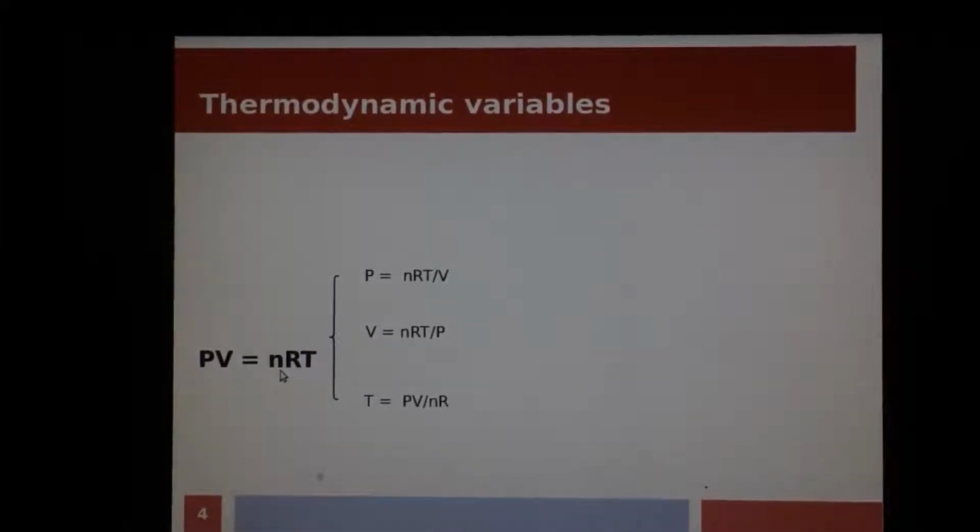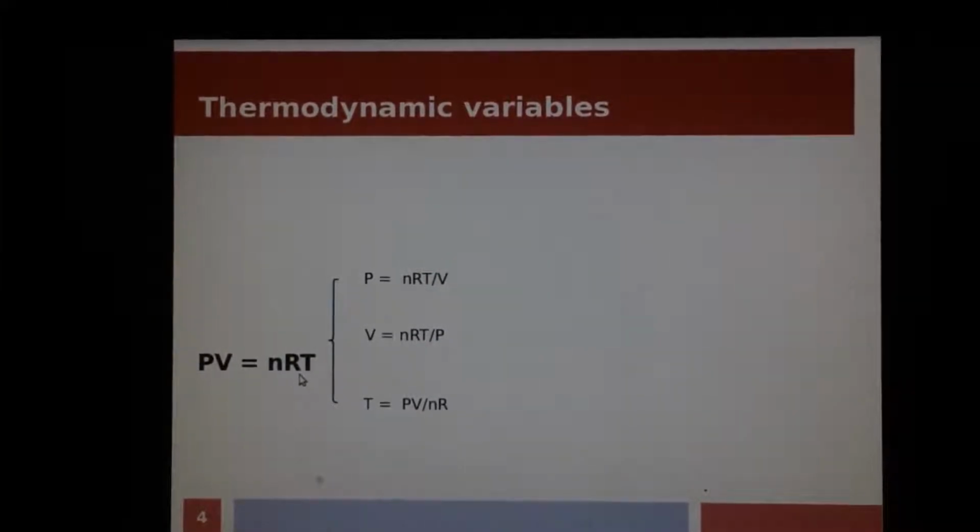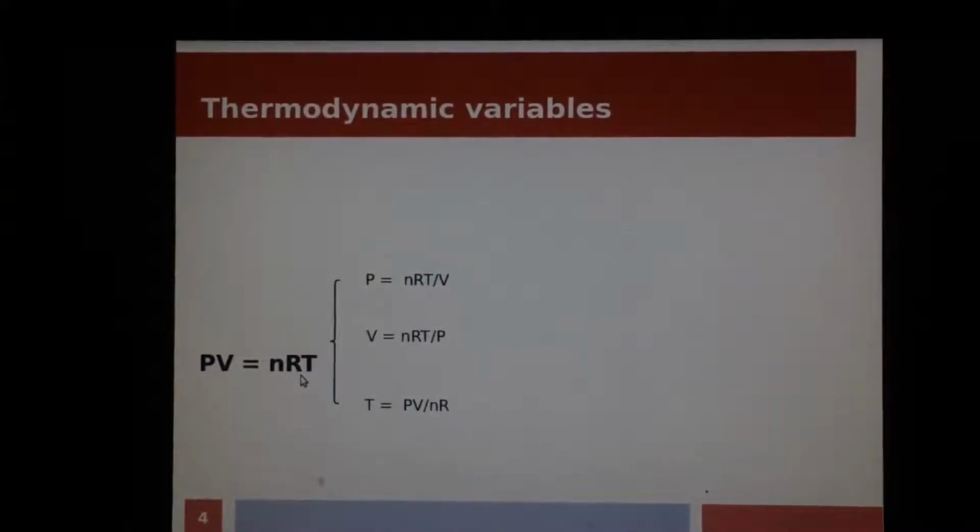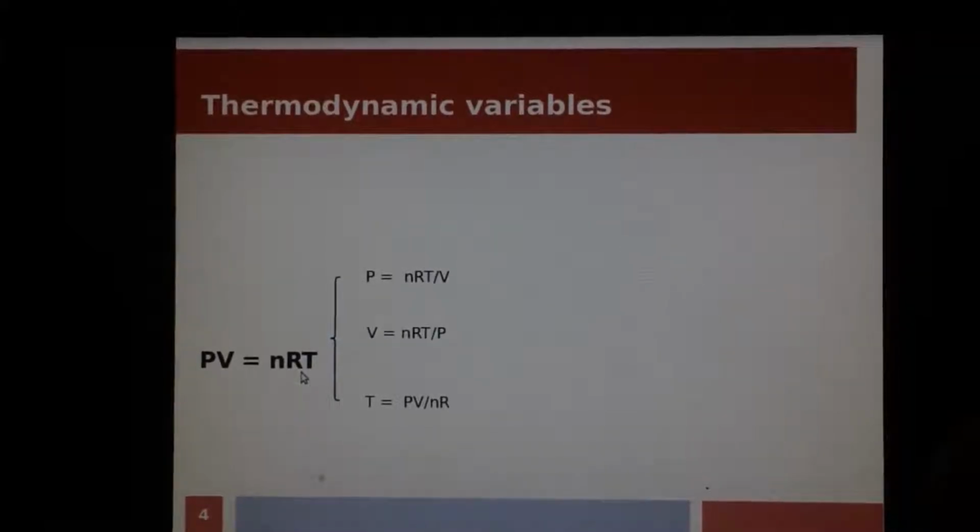this denotes the number of moles. Capital R is the molar gas constant, which is a constant which actually serves as per mole.